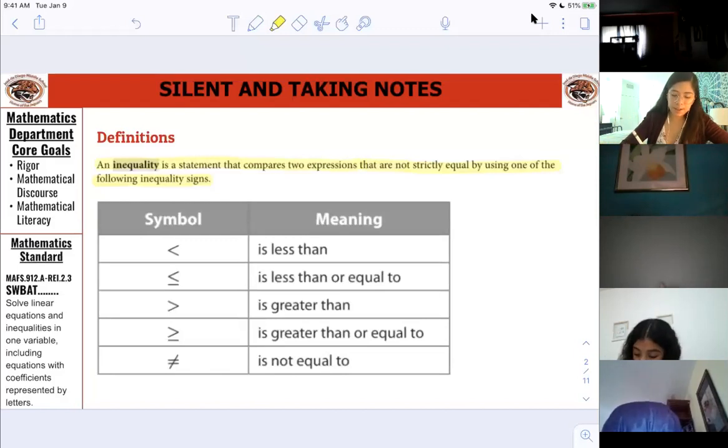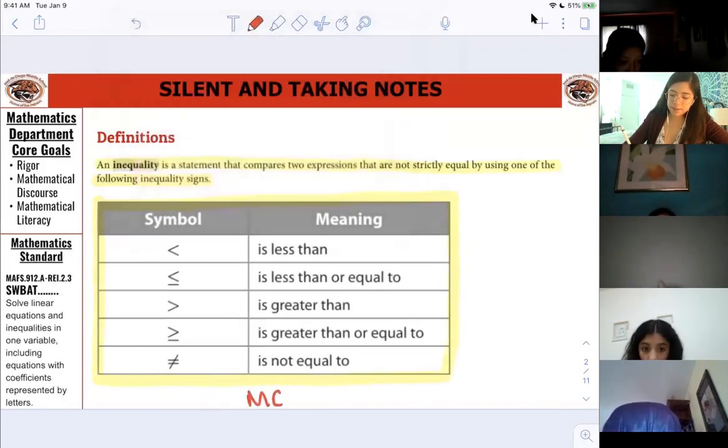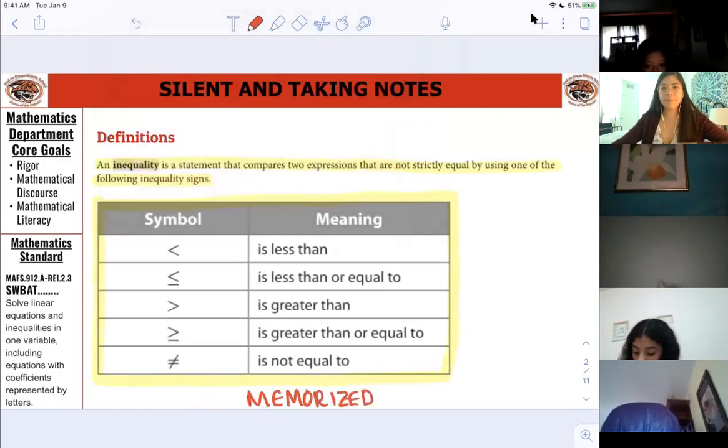So I want you guys to write down everything here. I'll give you guys a little bit of time, like 4 minutes, to write this down. And just make sure that by the end of the week, when you guys have to take your quiz, this is memorized, because you're going to have to know it. Okay, so take 4 minutes. I'll go ahead and put a timer on.